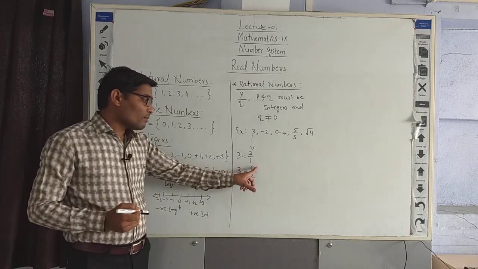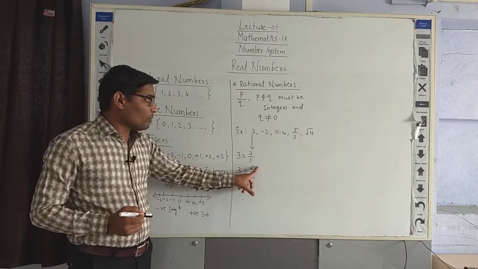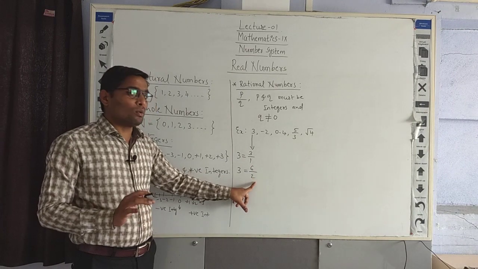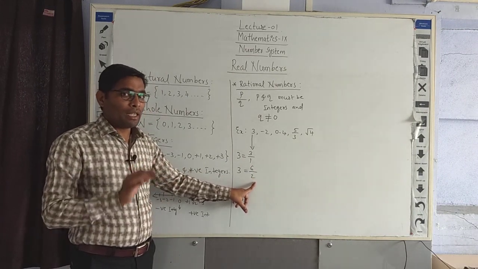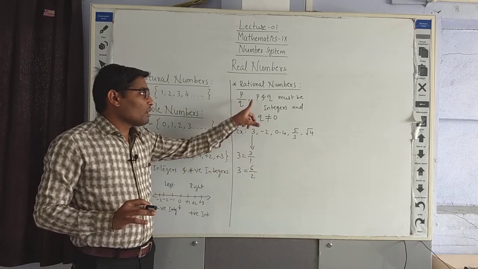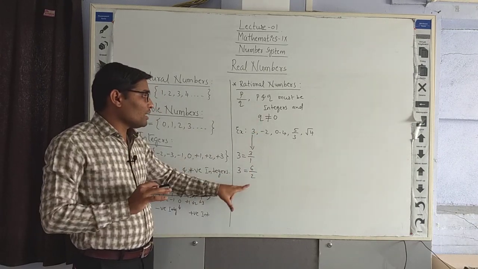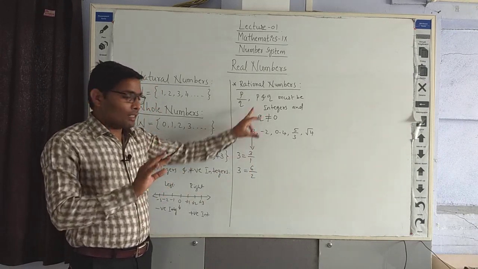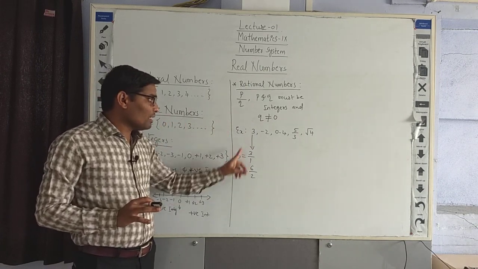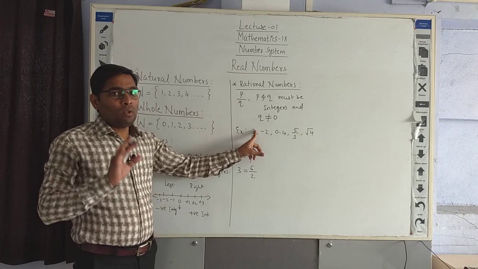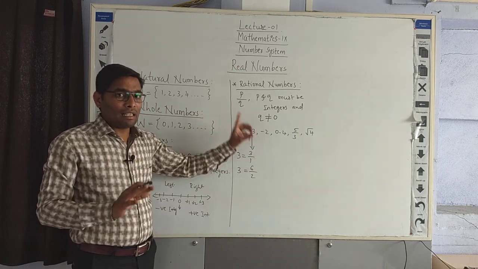Now look at this one. 6 and 2, which is in the form of p by q, and both 6 and 2 are integers and the denominator 2 is not equal to 0. It means that it obeys the conditions of a rational number. It means that 3 is a rational number. Along with that, all the positive integers are rational numbers.